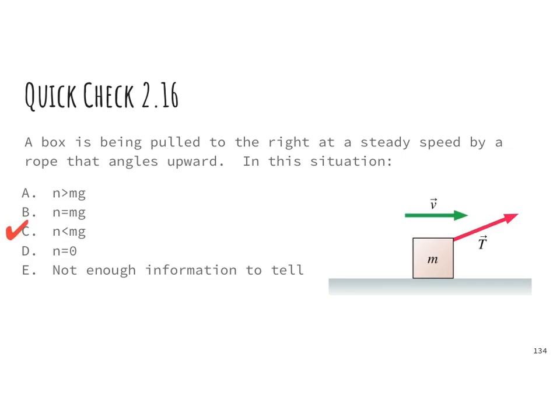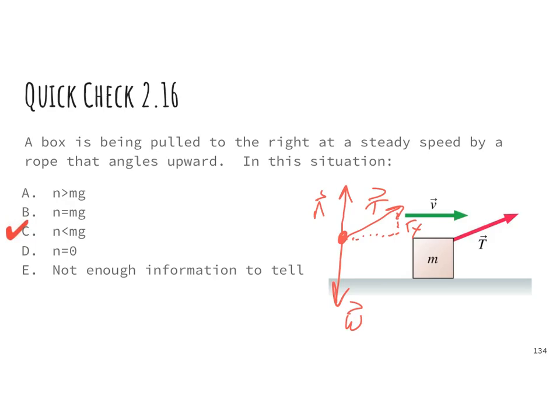Now we have a box that's being pulled to the right at a steady speed by a rope that angles upward. So if I were to draw my free body diagram real quick, I do have a weight force, and we've actually talked about this before with the car being towed. I have this tension force going up and to the right, which means there is a y component of the tension force, and that helps to balance out the weight. So the normal force itself is actually smaller than the weight.